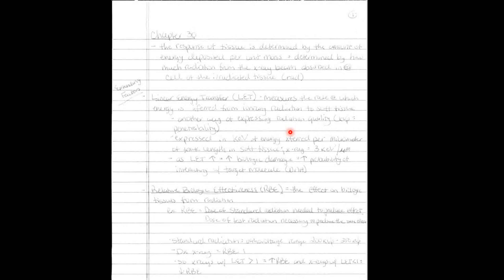It's going to penetrate through the tissue. LET is expressed in keV, or kiloelectron volts, of energy transferred per micrometer. The big number that you have to remember is the LET for X-ray. The LET for X-ray is 3 kiloelectron volts per micrometer. And I will repeat that. The LET for X-ray is 3 kiloelectron volts per micrometer.